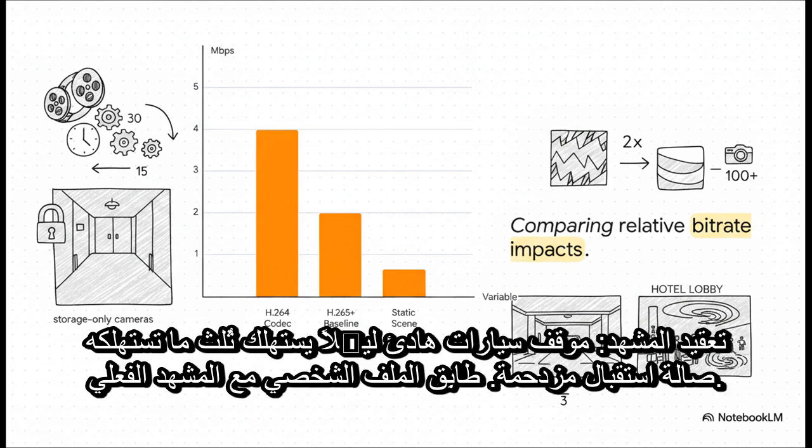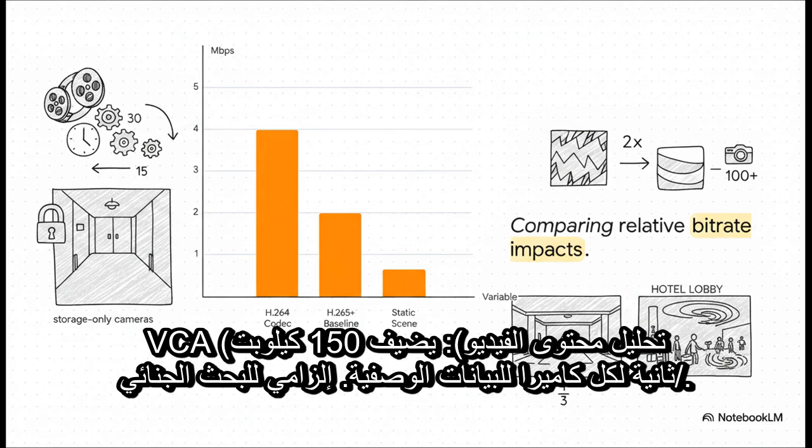Then look at the codec. If you accidentally leave the system on H.264, it requires roughly double the bandwidth of H.265 Plus at the exact same image quality. Always specify H.265 Plus as the default above 100 cameras. And finally, scene complexity is just huge. A static parking garage at night uses just 1/3 of the bandwidth of a busy, chaotic hotel lobby. You absolutely have to match your profile to the physical scene.